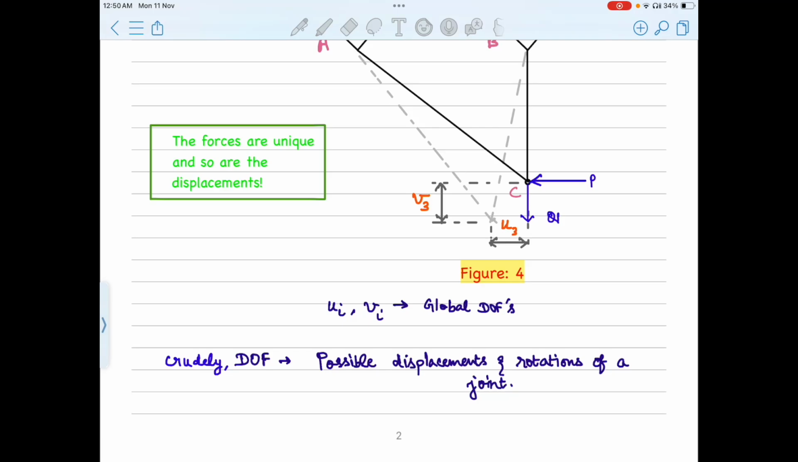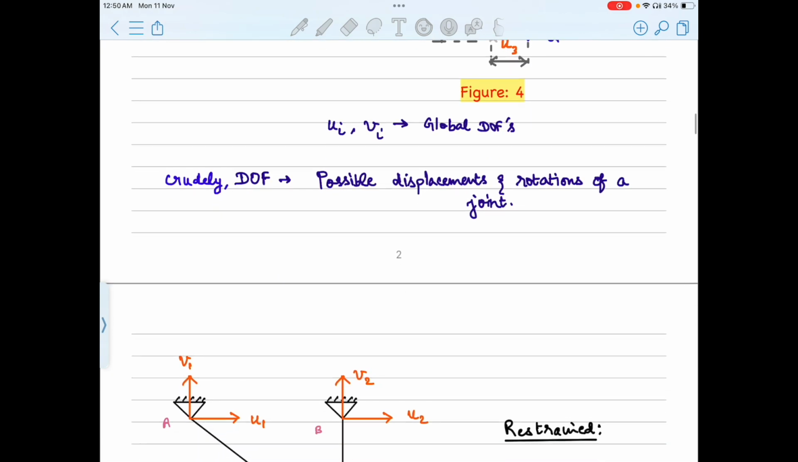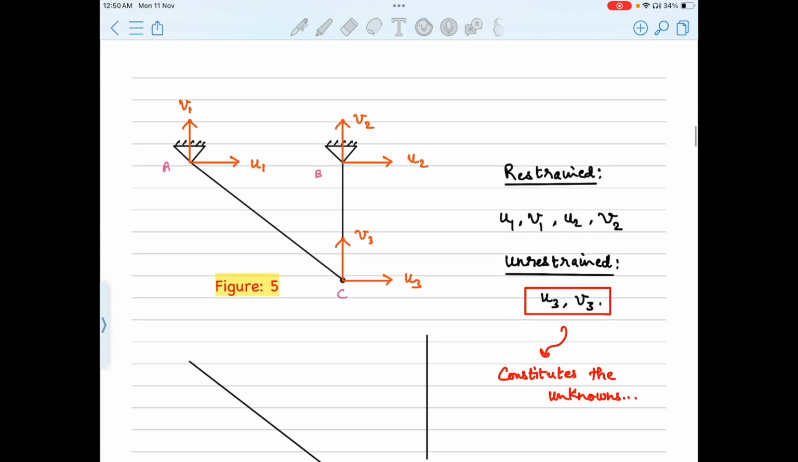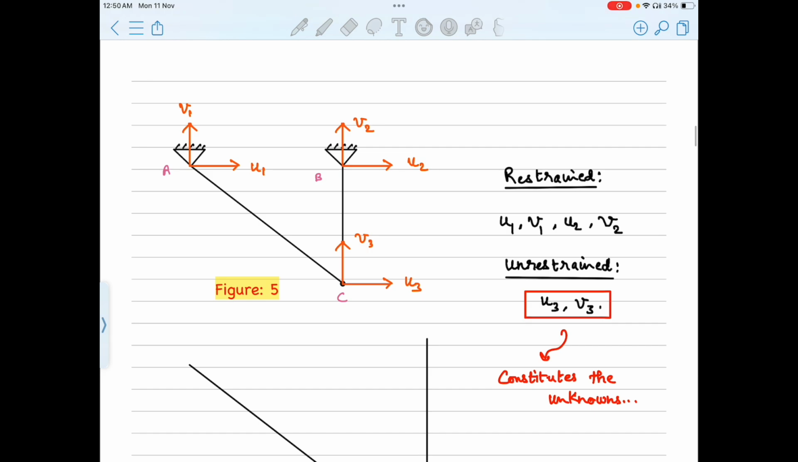As in a truss, we got only pin joints, rotation doesn't have any relevance, and hence only two translational degrees of freedom called U and V are considered at every joint. So in a truss, rotation doesn't come into play, so only displacements in x and y direction are to be taken into account at every joint.